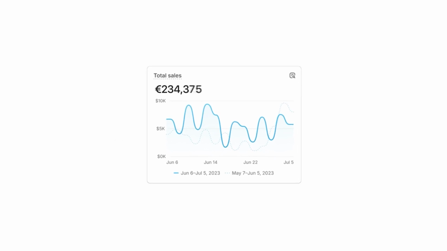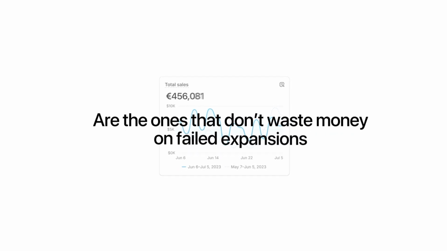So this isn't guessing, and this also isn't copying. This is strategic intelligence. And the brands that succeed internationally are the ones that don't waste money on failed expansions. They let their competitors pay the dumb tax, and then they learn from it. So today, I'm walking you through that exact process: 5 steps, no fluff, and just the intelligence gathering that separates profitable international expansion from expensive mistakes. Let's dive into this right away now.